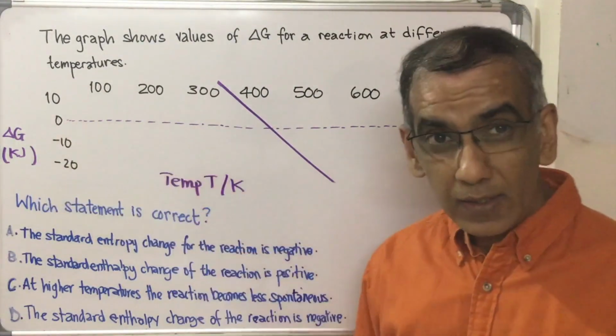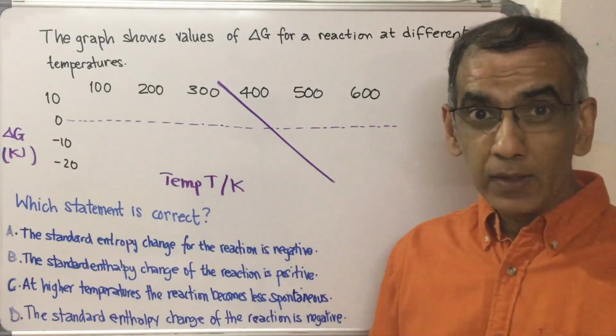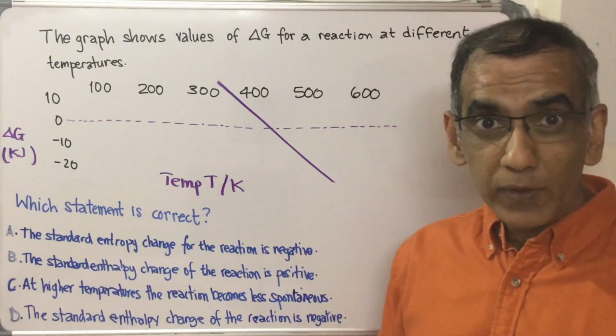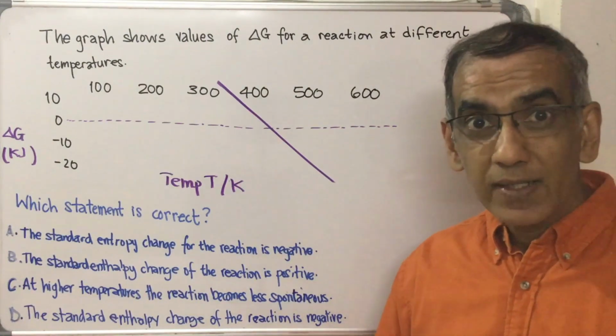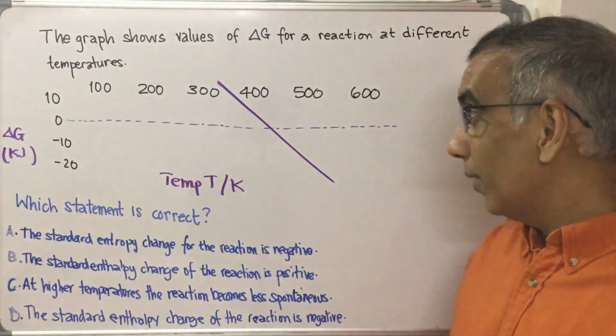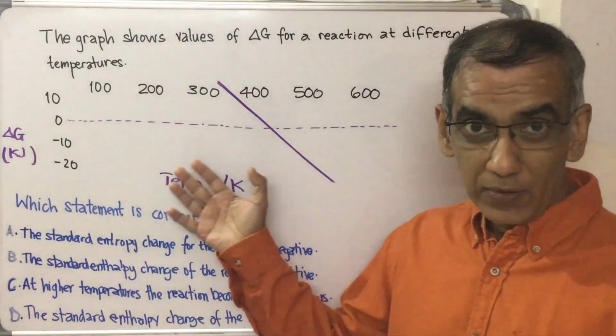Now, delta G, the Gibbs free energy. You need to know a bit about the Gibbs free energy, of course, and how it affects the spontaneity of a reaction. But you must begin, of course, by reading this graph.